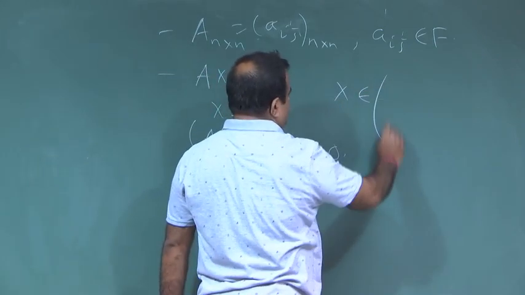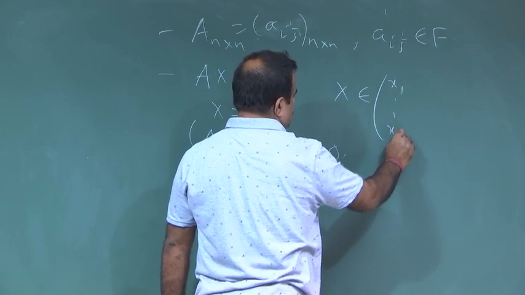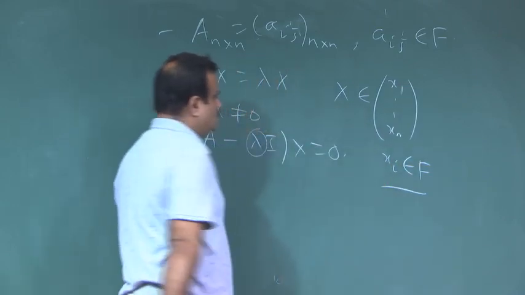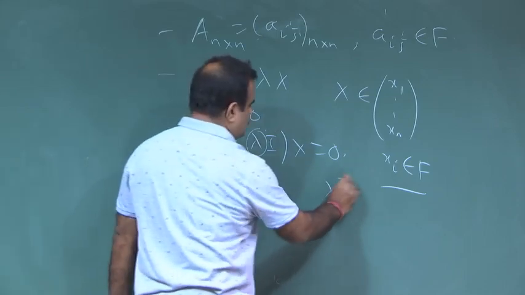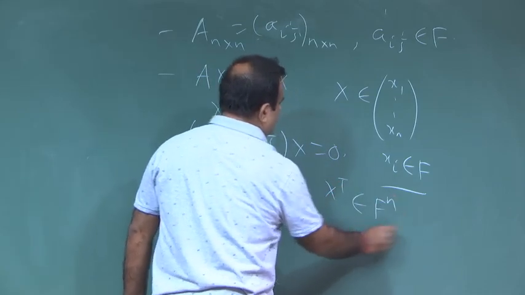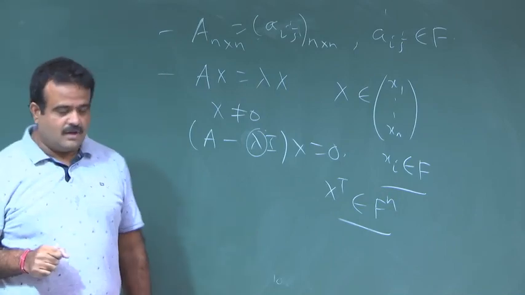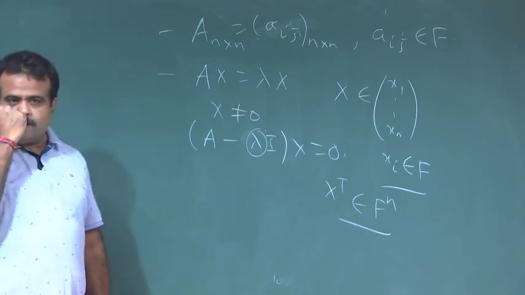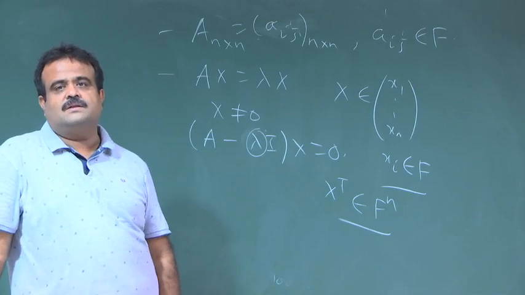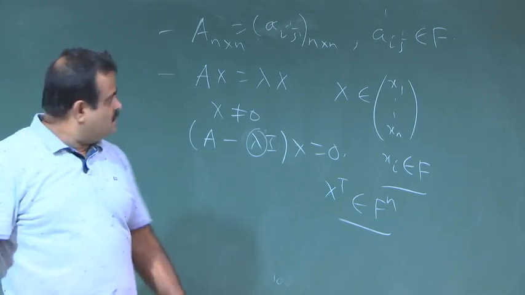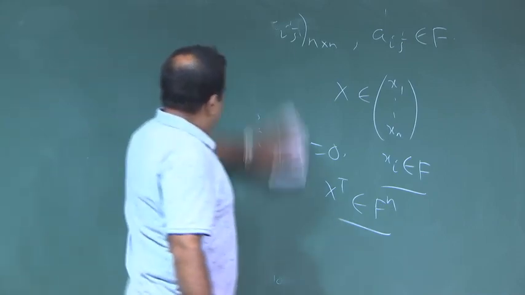coming from this n-tuple where each x_i is in F. So basically x is in F to the power n, but it must be from the same field. Now we will take an example of a real matrix where an eigenvector does not exist because of the field. So, let us take an example.